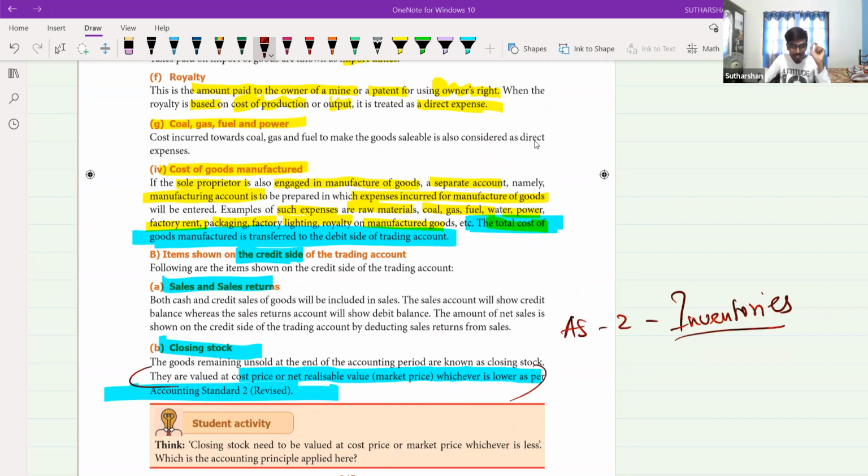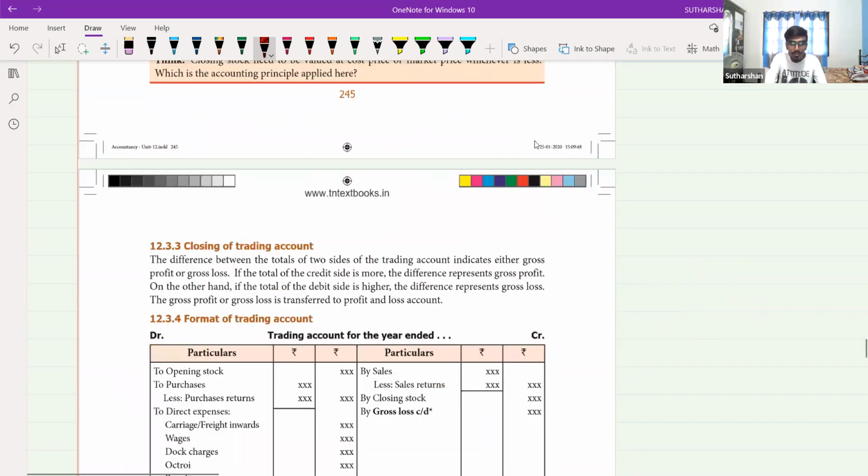Okay, AS2 is the reference given here. That is AS2 revised. AS2 is nothing but accounting for inventories, cost or net realizable value, whichever is lower. Okay, so we will move.